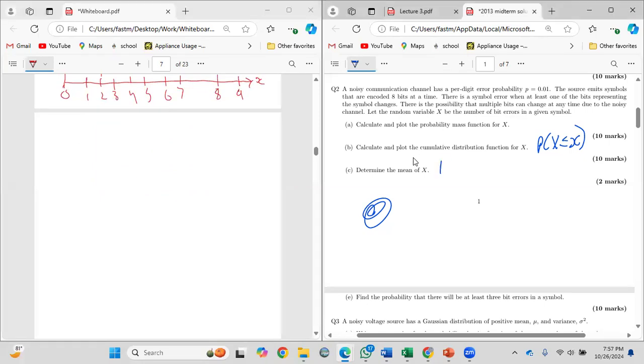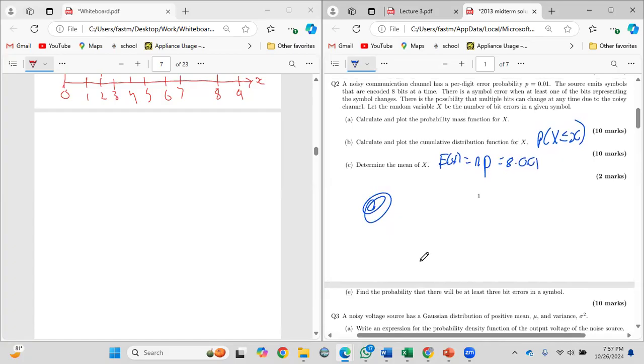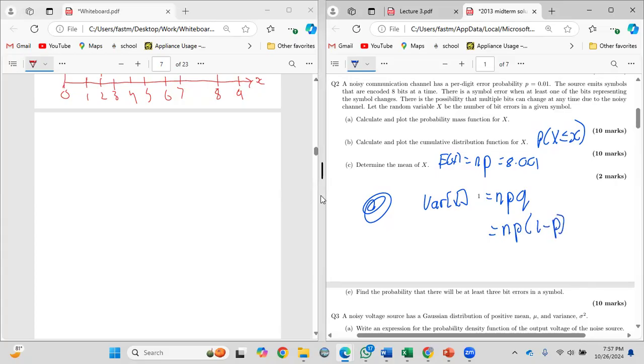The mean, which is the expectation of x, is n by the probability, so it'll be 8 by 0.01, and then the variance of x for that will be npq, or if they didn't give you q, it would be np by 1 minus p, because 1 minus p is q.